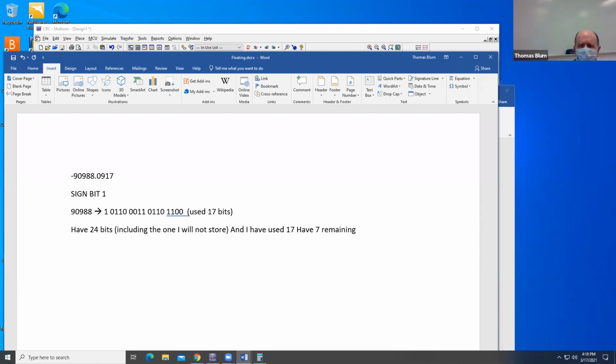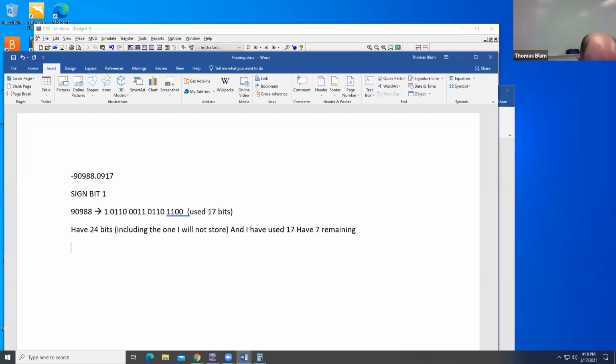When you do this, it's all hidden from me. So if you need to use the calculator to say 24 minus 17, that's fine by me. I don't care. I'd rather you get it right than do it in your head and make some mistake. Okay, so there's 7 bits remaining for the fraction.